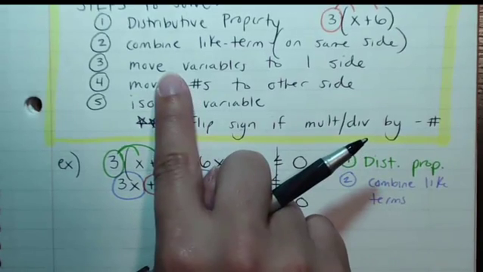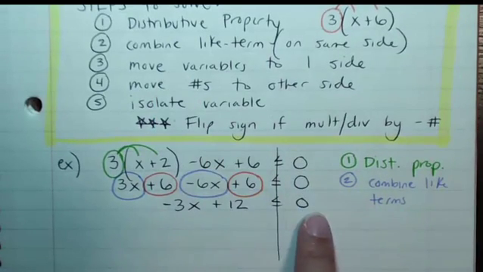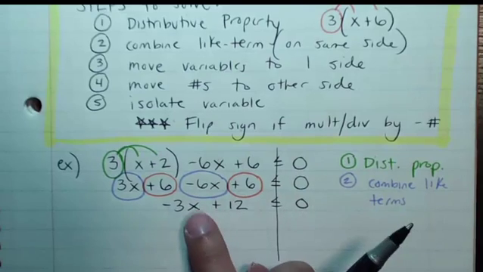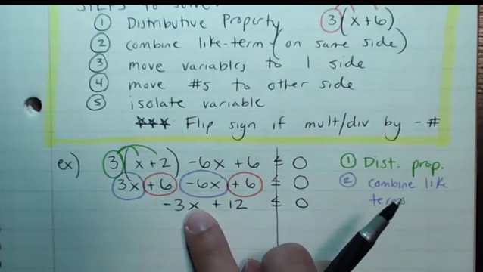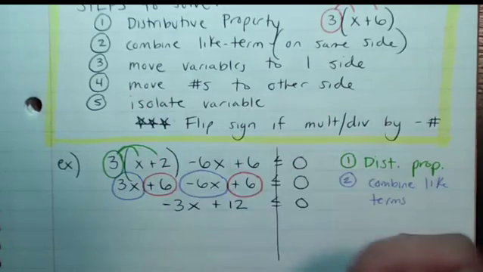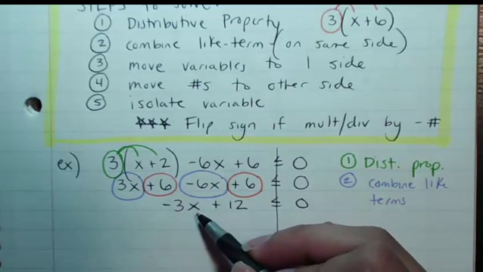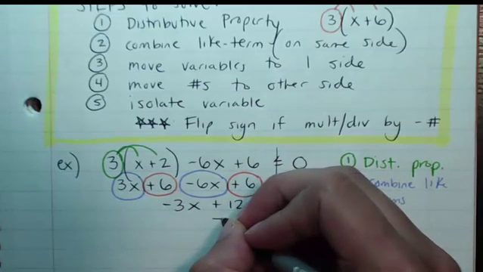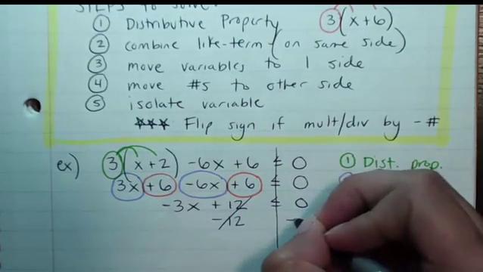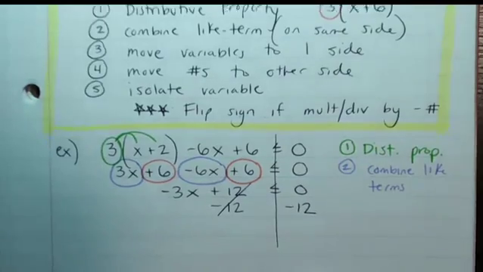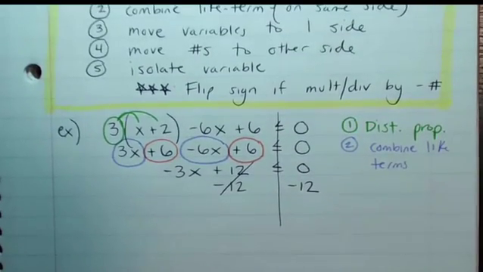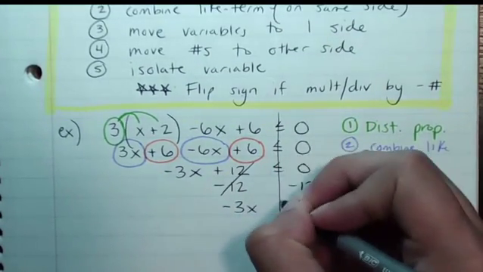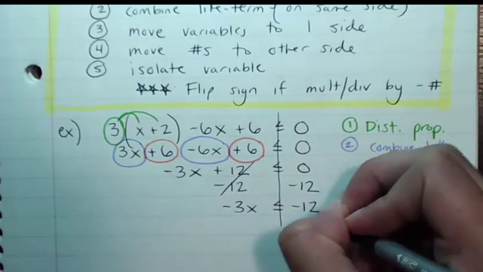Okay, step 3, move the variables to one side. Okay, are all my variables on one side? Yes, they are. They're on the left. So I don't have to do step 3. Step 4, move the numbers on the other side. So again, I want x by itself. I'm going to isolate that variable. So to get rid of this positive 12, we're going to subtract 12 on both sides. And I'm left over with negative 3x is less than or equal to negative 12.